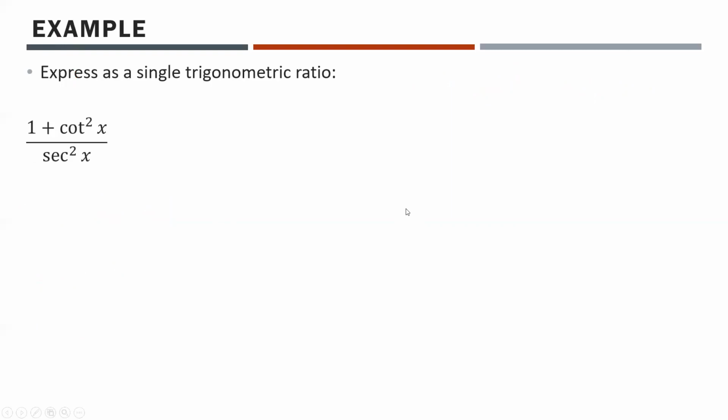Here's another one, 1 plus cotangent squared x over secant squared x. You could try to change everything to sine and cos right off the bat, and I think you would actually be able to do it. You would have some success with it. But personally, the first thing I'm going to do here is I know 1 plus cotangent squared x is actually one of my identities. If we look on your formula sheet, you're going to see that 1 plus cotangent squared theta is actually equal to cosecant squared theta.